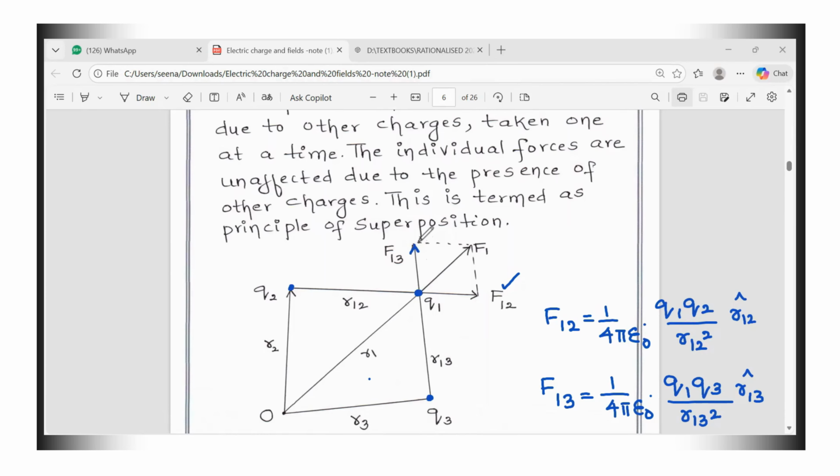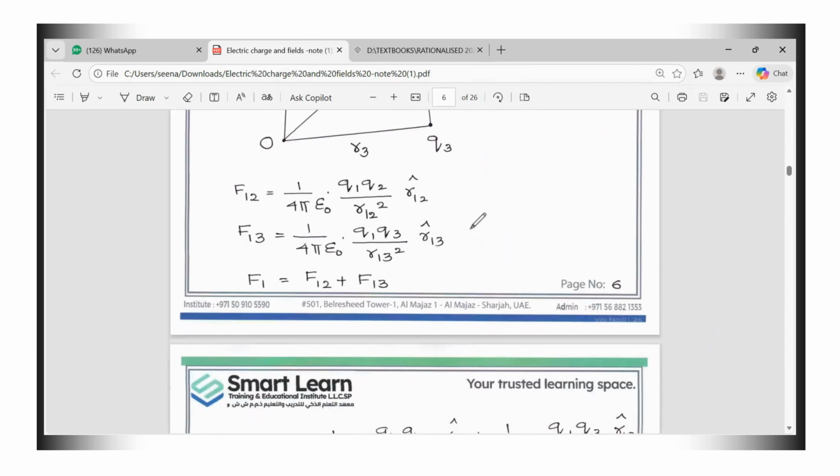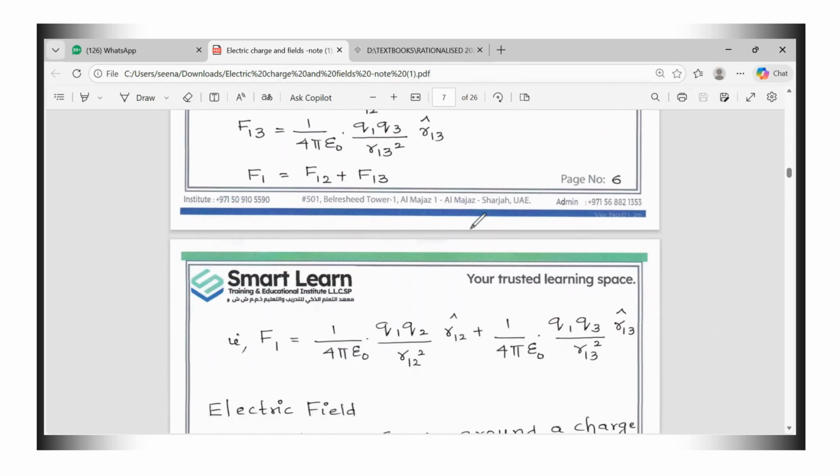So basically we are finding the force on Q1 due to Q2 and Q3. So we need to take the vector addition. We need to complete the parallelogram and the diagonal will give you the resultant force on 1. So this is called the principle of superposition. The total force will be the sum of the force due to the other two charges.